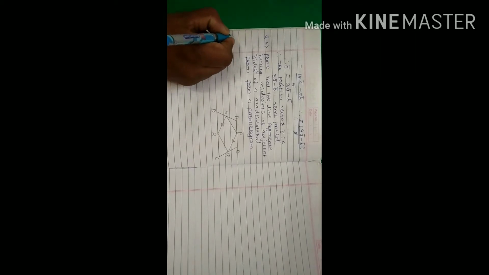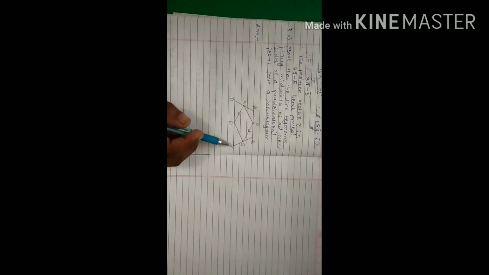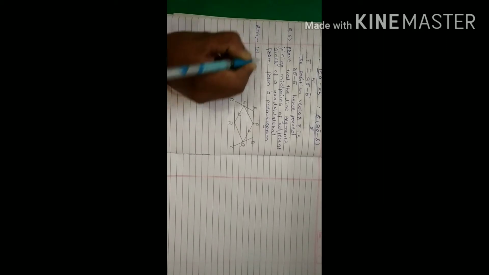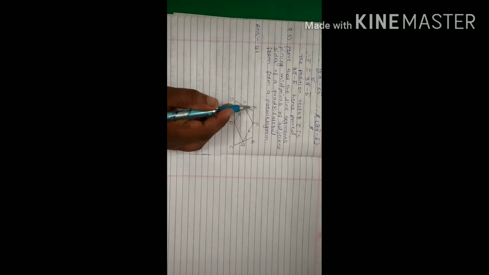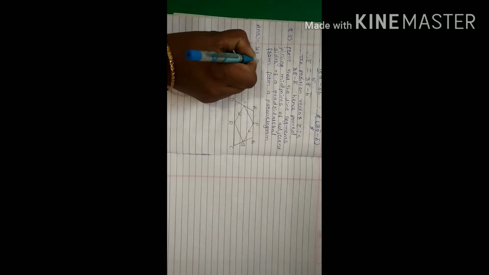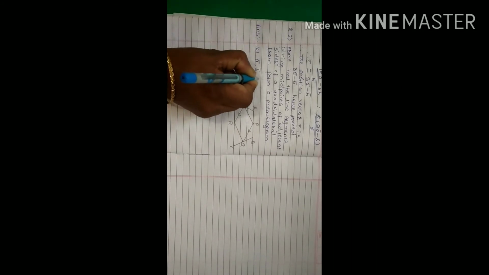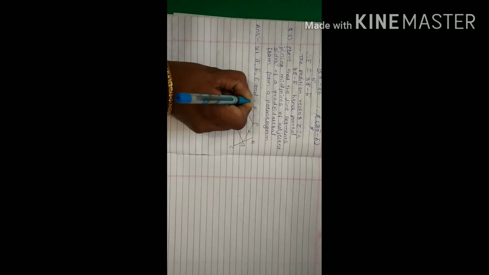Then next, question number 5. Prove that the line segments joining midpoints of adjacent sides of a quadrilateral form a parallelogram. In answer, we draw a quadrilateral ABCD. Then we join its midpoints P, Q, R and S. Let me take the position vectors of A, B, C and D as small a bar, small b bar, small c bar and small d bar.